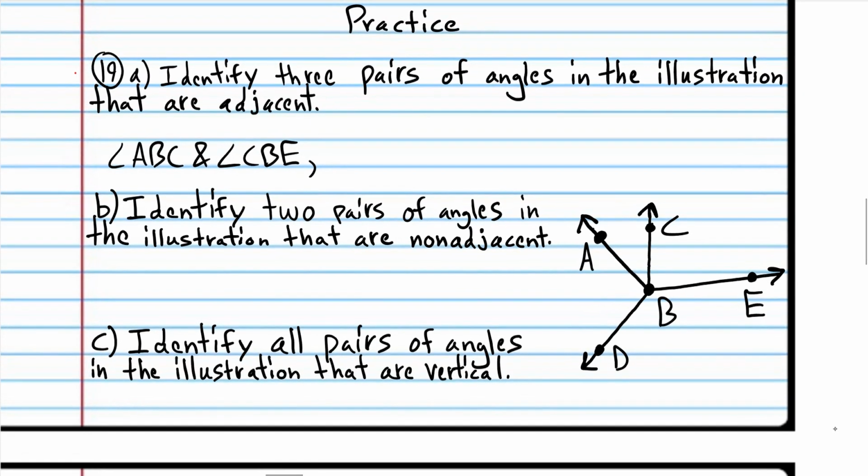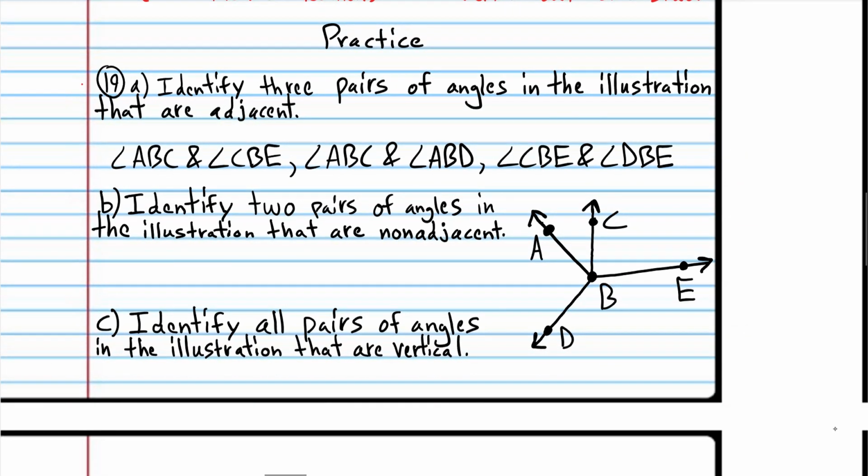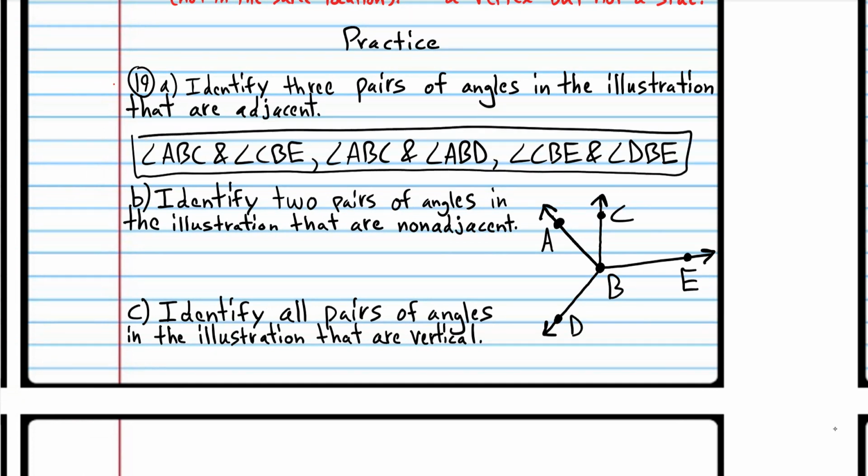There's actually a lot of options in this picture when it comes to adjacent angles. I'm now going to say angle ABC and angle ABD. And the last one, I can say angle CBE and angle DBE. So those were some possible options. Let me rectangle that and on to the next part of the problem.